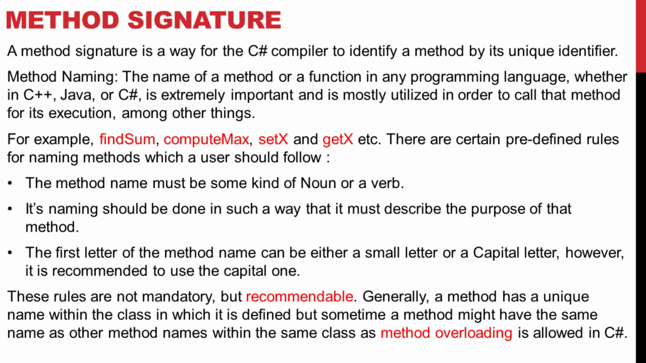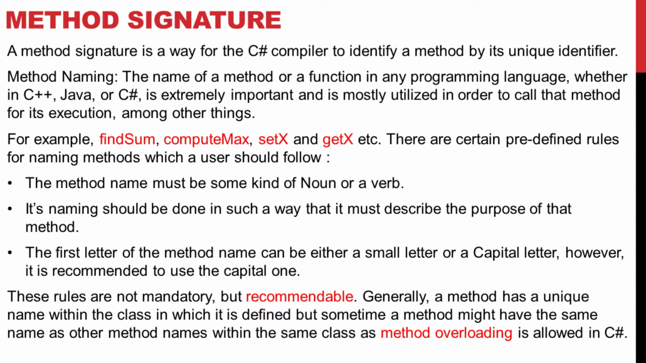There are certain predefined rules for naming methods which a user should follow. The method name must be some kind of noun or a verb. Its naming should be done in such a way that it describes the purpose of that method. The first letter of the method name can be either a small letter or a capital letter, however, it is recommended to use the capital one. These rules are not mandatory, but recommendable.